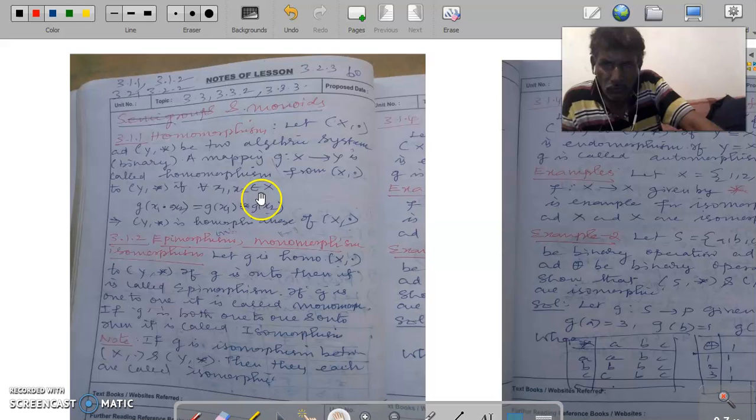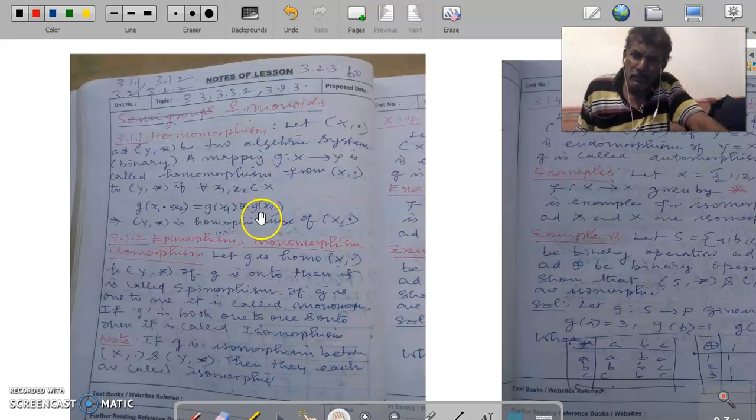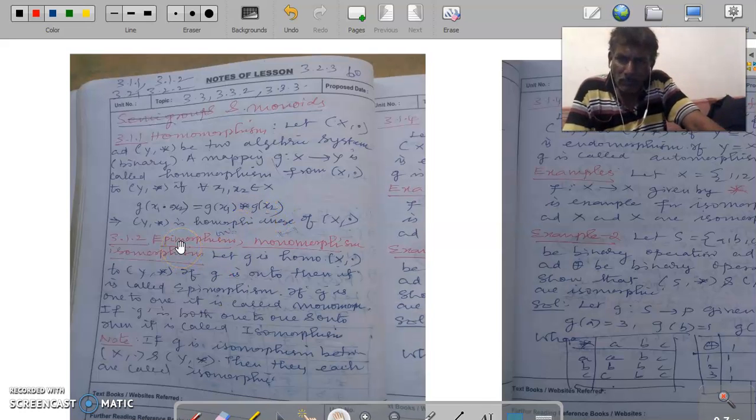For all x1, x2, the image of G under x1 dot x2 must be equal to G of x1 star G of x2. Now what about epimorphism, monomorphism and isomorphism?